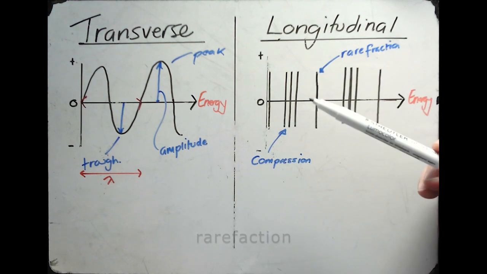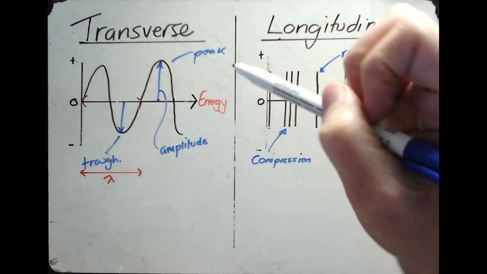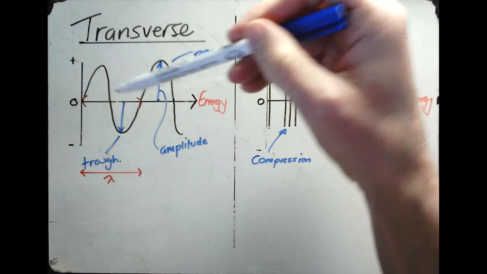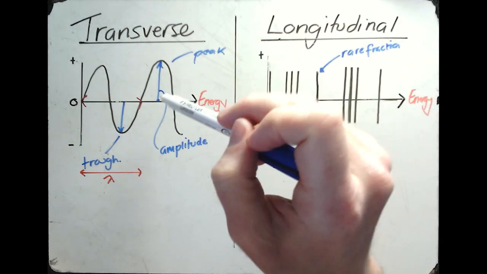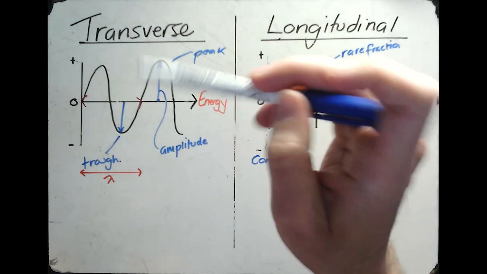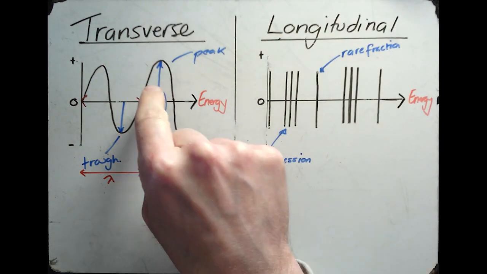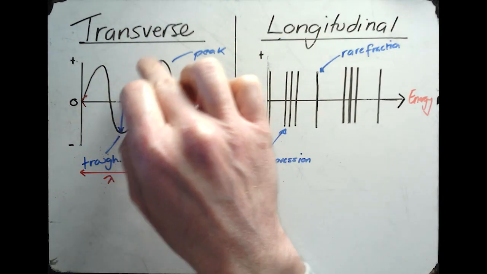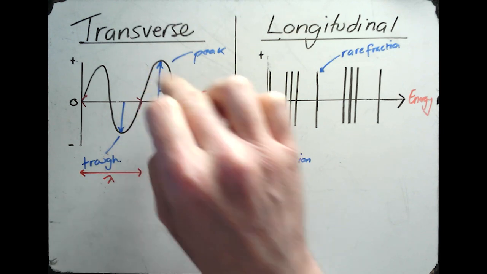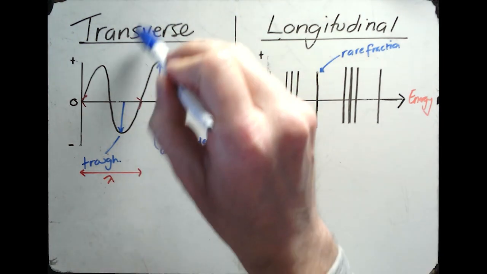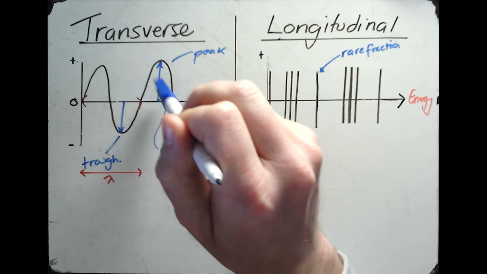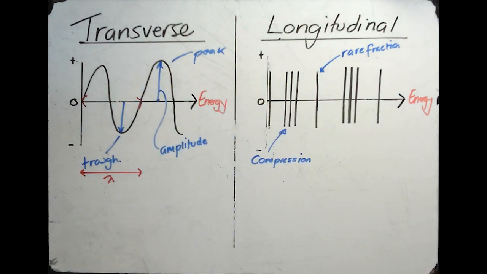Now, in the last video, in the transverse wave, we saw that we had amplitudes. That was the intensity of the wave. So, for instance, if it was a transverse light wave, then the intensity of the wave would be the brightness. So, a really bright light would have a very high amplitude, and a very dim light would have a very low amplitude. In a longitudinal wave, such as sound, we can have amplitude as well, because we can have very quiet sounds and we can have very loud sounds.